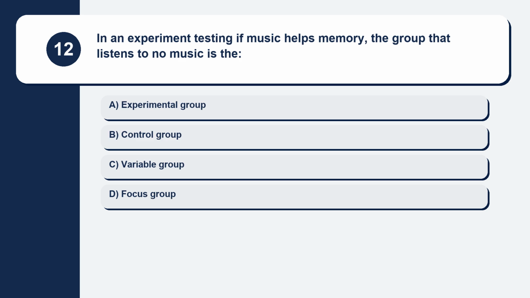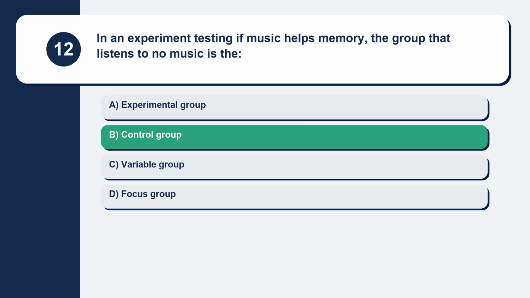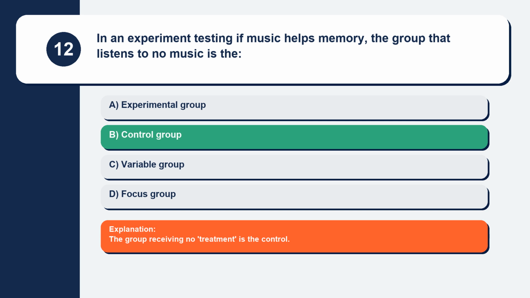Question 12. In an experiment testing if music helps memory, the group that listens to no music is the: experimental group, control group, variable group, focus group. The group receiving no treatment is the control.